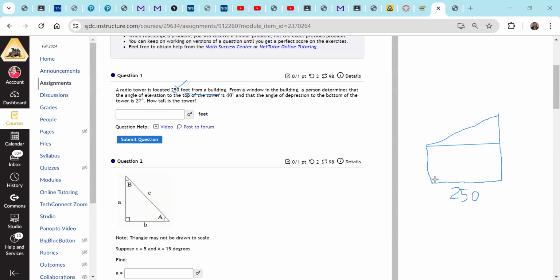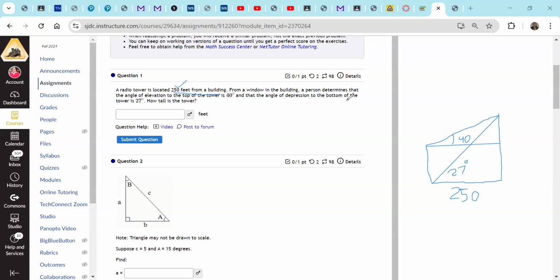And then we have this one. This angle is 40 degrees right here, and this angle right here is 27 degrees. So we are basically dealing with two triangles in this one, and two angles are given, and one side is known in that. So that known side is 250.